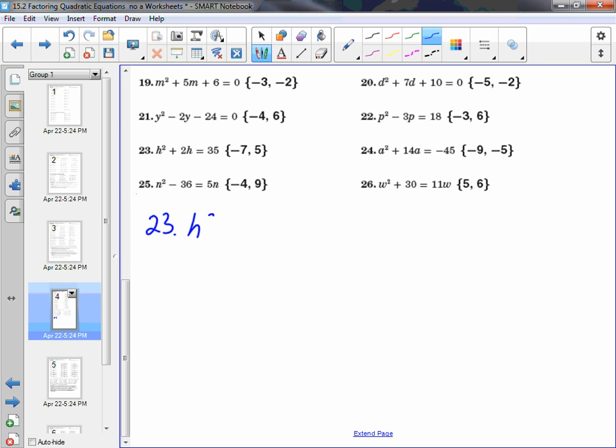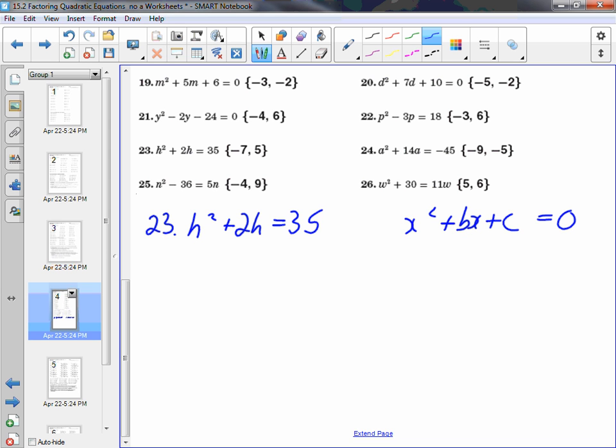They give us h squared plus 2h equals 35. Now, don't be fooled by the fact that you can factor out a greatest common factor of h on the left. That's not what we want to do. We need to get it in the form of x squared plus bx plus c equals 0, because the way we solve these is with the zero product property. If it's not factors equal to 0, we can't solve it.